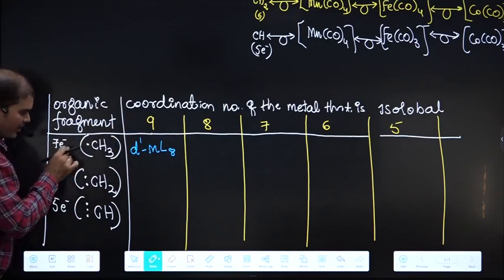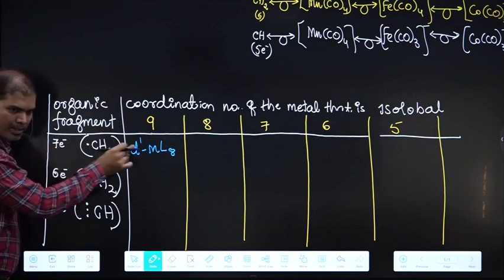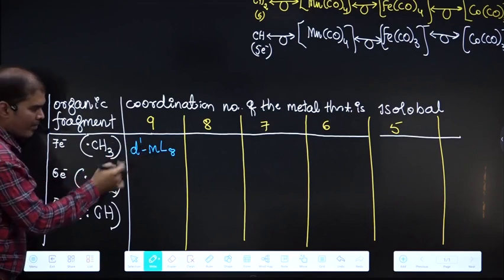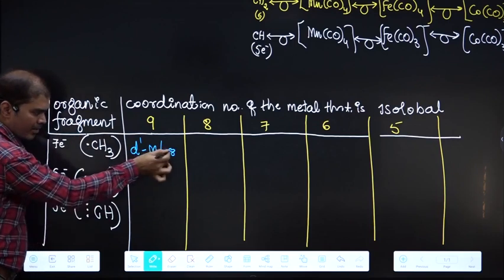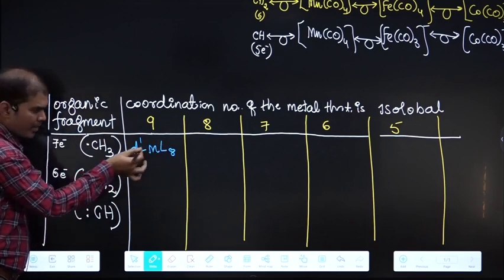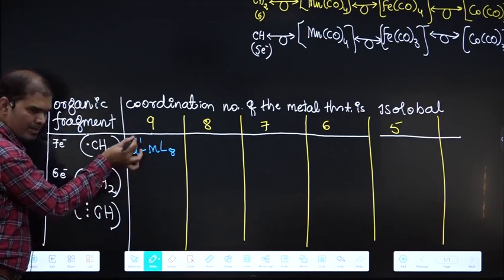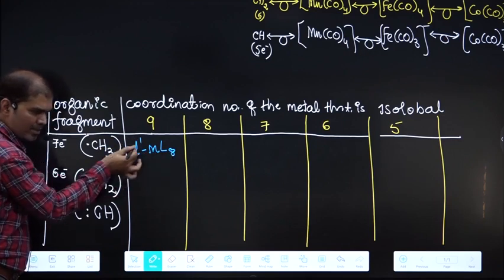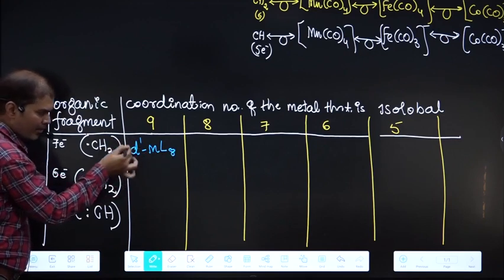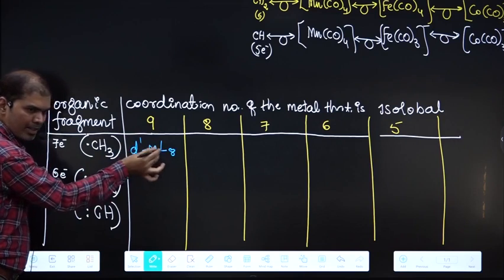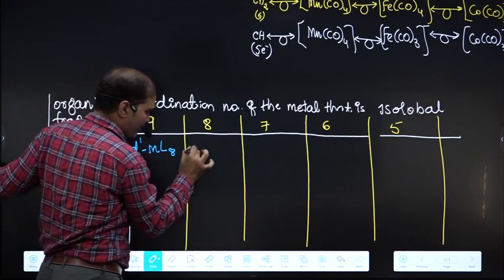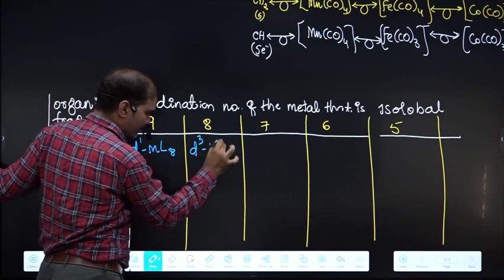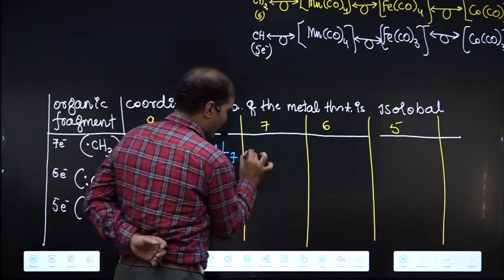The second way, it is a 7 electron system. This should be 17 electron. How do you get 17 electron? Every ligand is considered to be a 2 electron donor. So 8 into 2, 16. In the frontier zone, how many electrons do you have? 1. So 16 plus 1, 17. So wherever I take d1 ML8, that is isolobal with your methyl. Okay, I'll just fill the table. You can do it parallelly. Simultaneously you do it.